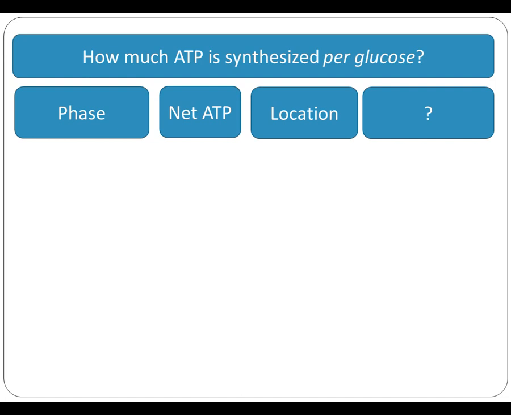So, under aerobic respiration, we start out with a single molecule of glucose. What is the first step? Glycolysis is the first step that we're going to process. How much ATP does glycolysis produce for us? 2 net molecules of ATP.